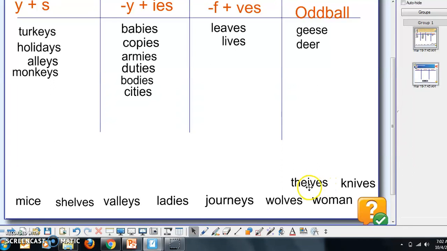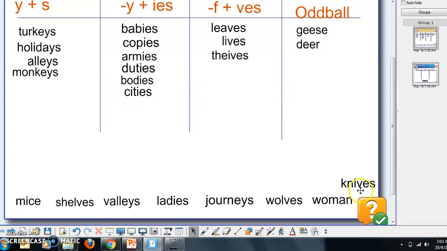Thieves. If I'm talking in a singular manner, the word would be thief. How would I spell the word thief? And also, what do you notice? Look at the ending. What would be the best fit for this word? Thief. The singular version ends in the letter F. To make it plural, I would have to subtract the F and add VES. So thieves should go under subtracting the F and adding VES.